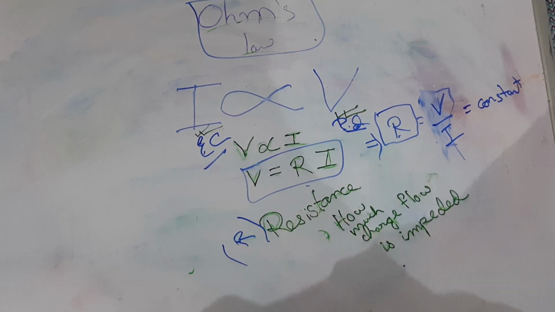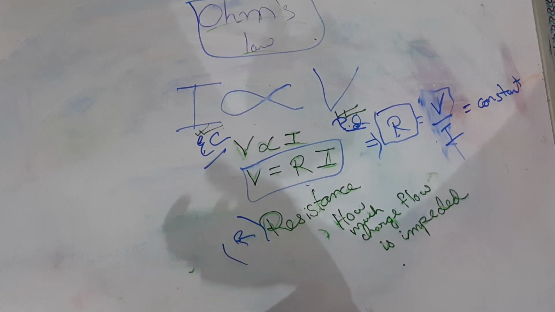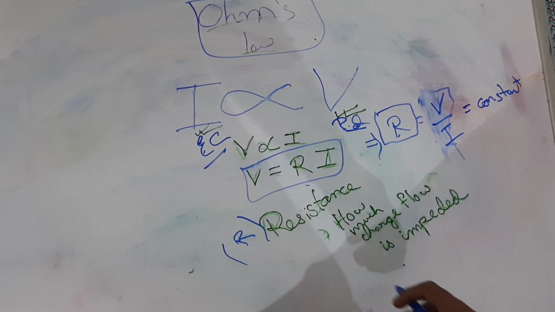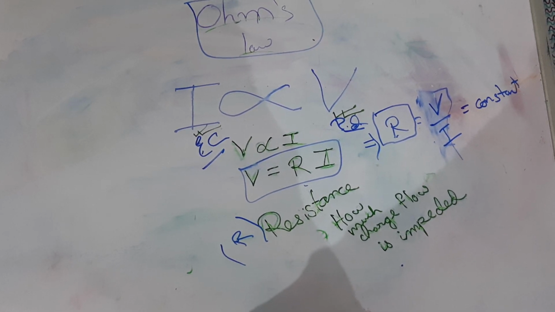So what is resistance? Here is the easiest definition. How much charge flow is impeded? Impeded means not stopped. It's making something slow, but it is still moving. So charge flow here is impeded, not stopped. The charge is made slow. So this is what Ohm's law is.